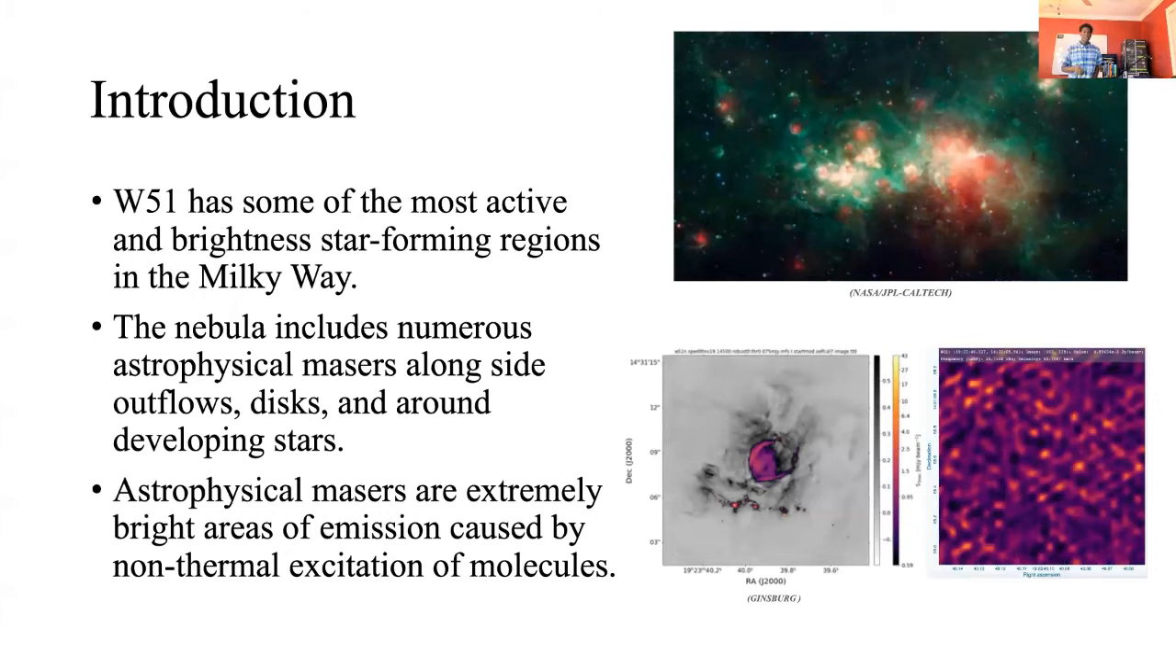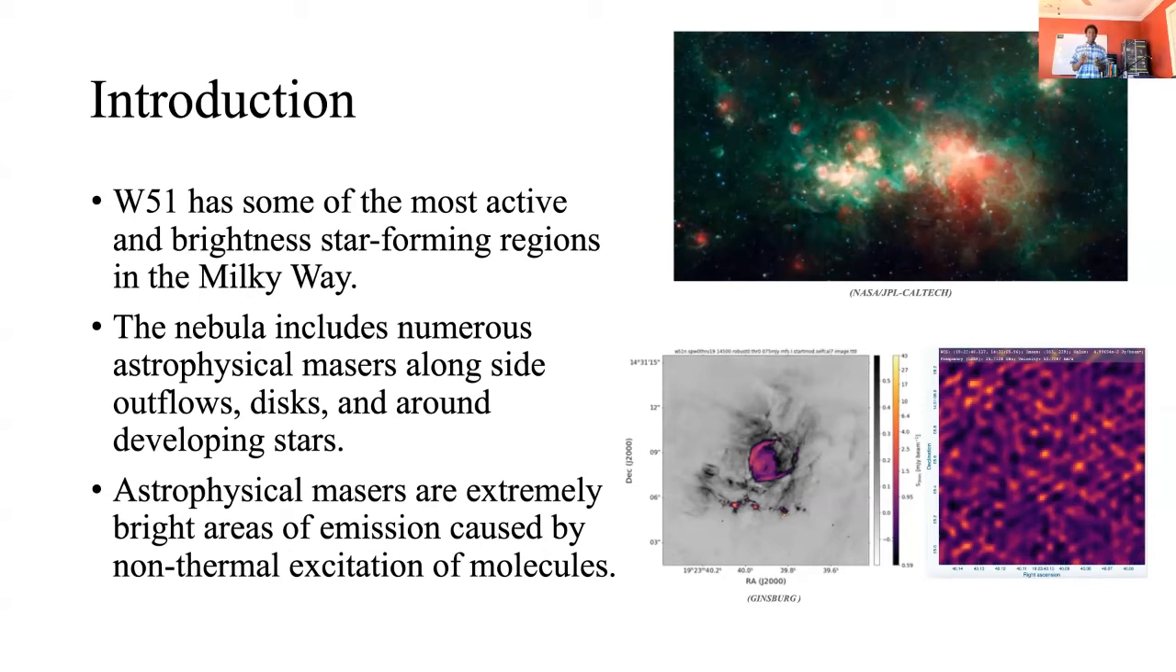So, W51 has some of the most active and brightest star-forming regions in the galaxy. This nebula has numerous astrophysical masers that astrophysicists theorize can probe stellar processes such as outflows, disks, and other processes. So, masers are essentially very extremely bright spots of emission caused by non-thermal excitation of molecules.